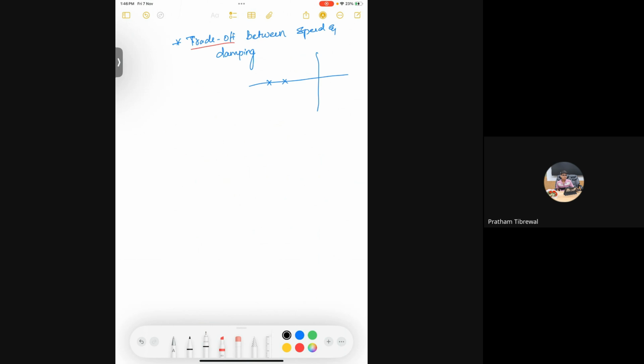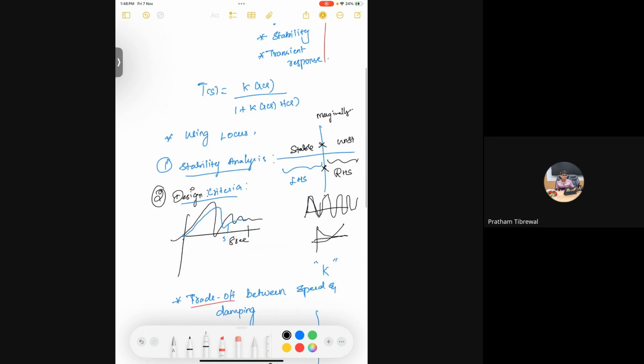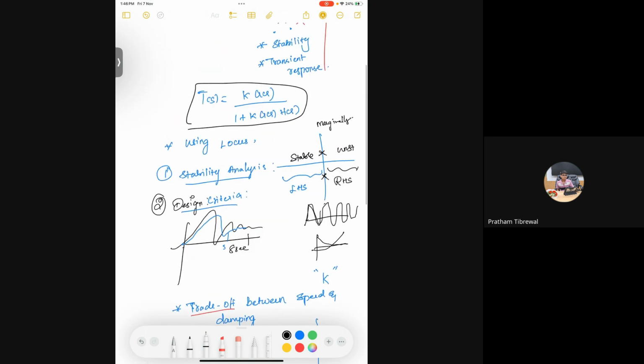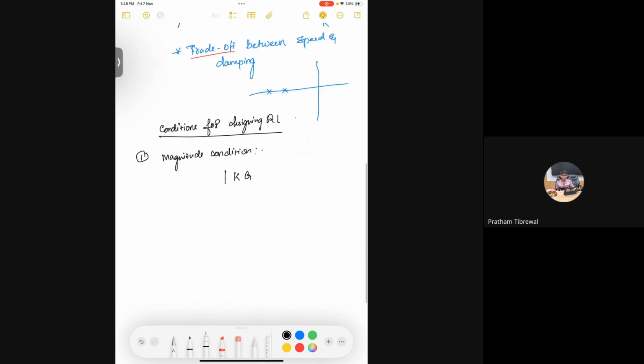Now we are going to see how we are going to do this method. There are some conditions for designing root locus. First thing is the magnitude condition. Considering this representation of the transfer function, K G(s) by 1 plus K G(s) H(s), the magnitude condition will look something like this.